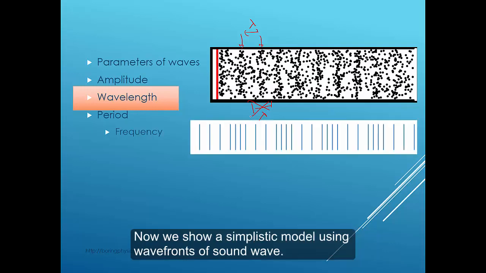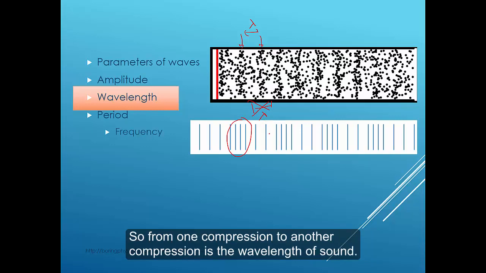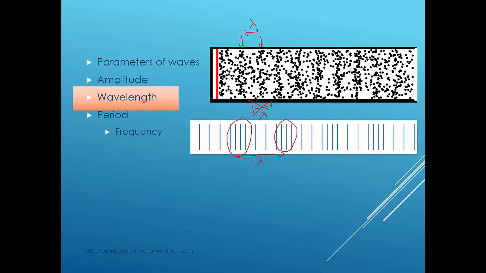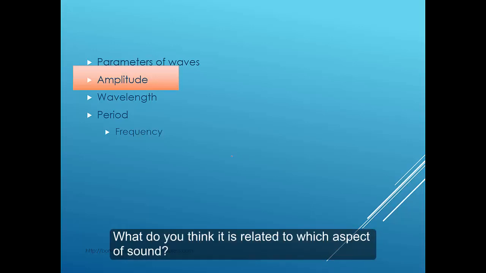Now, we show you a simplistic model using the wavefront of a sound wave. The compression is where the wavefront bunches together, and from one compression to another compression, this would be the wavelength of sound. What about amplitude? The amplitude is the maximum displacement of a vibration. What do you think is related to which aspect of sound?